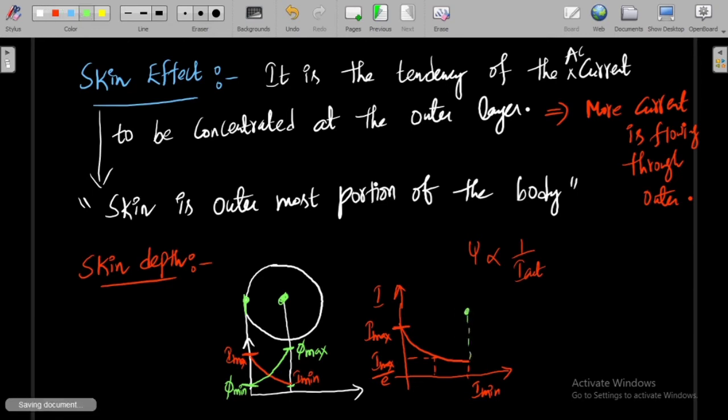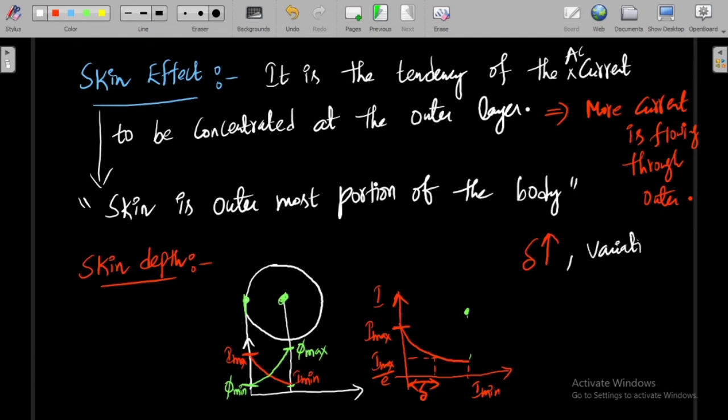This is the center of a conductor. What is this width? This is called the skin depth. So what must the skin depth be? Skin depth must be higher. Why is it higher? When skin depth is higher, it indicates that you will have more flat variation. Okay, so when skin depth is higher, the variation of current is more flat.